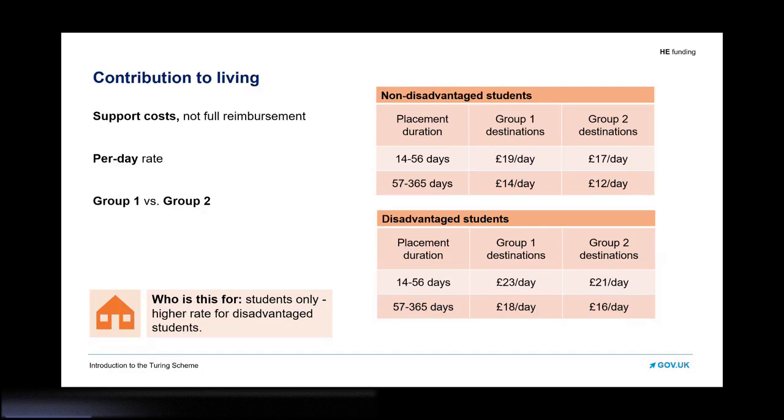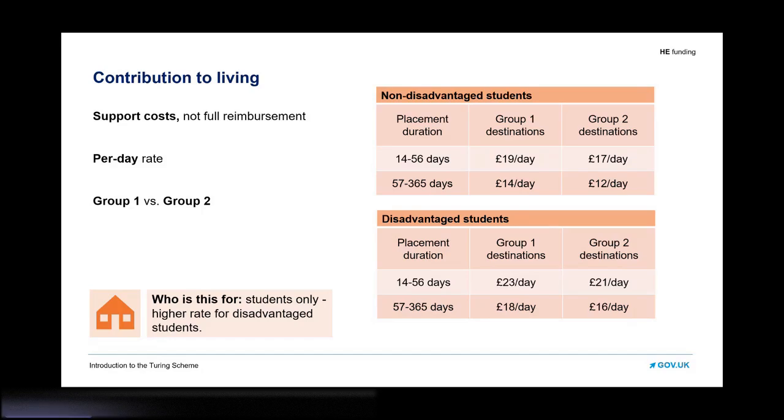Students from a disadvantaged background receive higher rates. These are shown on screen. For Group 1 destinations, for a 14 to 56 day placement, they are £23 per day, and Group 2, £21 per day. For a placement with the duration of 57 to 365 days, Group 1 is £18 per day, Group 2 is £16 per day.